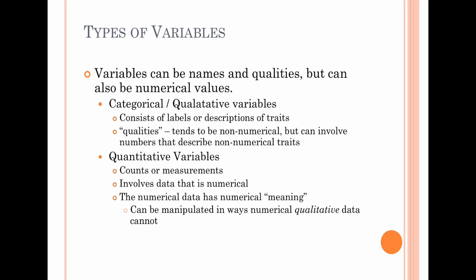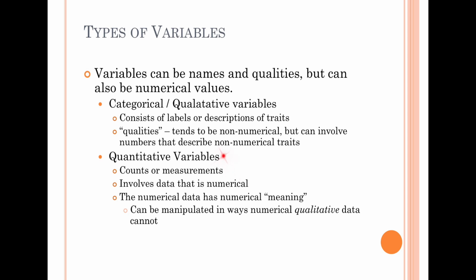For example, if we look at the area codes within a city, area codes are numerical values that are really describing geographical locations. And so those would be non-numerical traits.